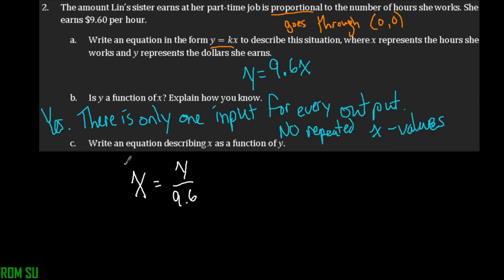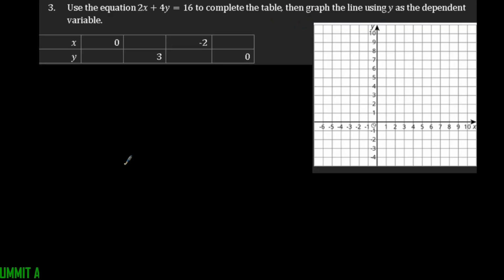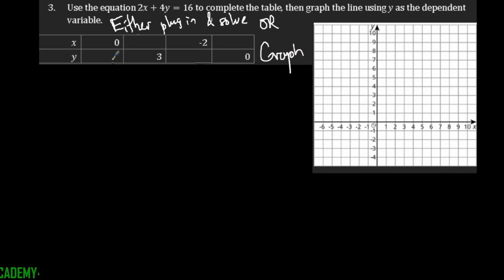All right. For number 3, it says use the equation 2x plus 4y equals 16 and be able to graph it out. So what I'm going to do first is complete the table. A couple ways you can do this. You can either plug in and solve, or you can graph.